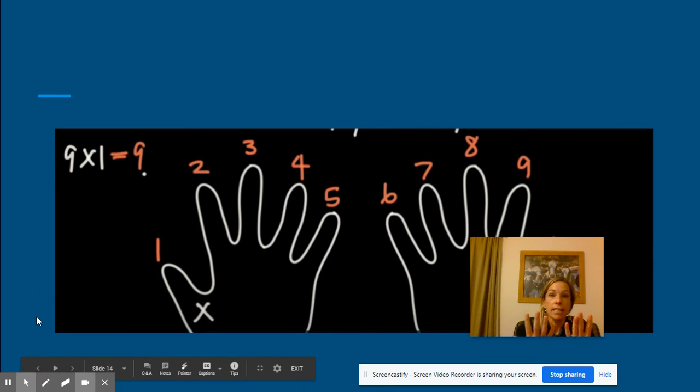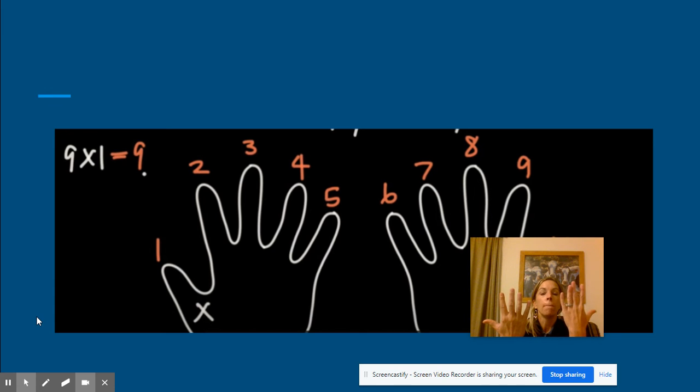So let's pretend you have just gotten the equation 9 times 1. And the answer is 9. I went ahead and gave it to you. I'm going to show you why. So here's your first finger. You're going to move that thumb and put it down. How many fingers are left? You have 0 next to the thumb. 1, 2, 3, 4, 5, 6, 7, 8, 9. 9 times 1 is 9.